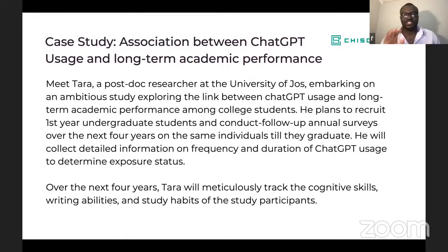And so let's see how we can design the study. That's what we're trying to achieve now. Now that we know what we're trying to achieve, we know that this is a longitudinal study. We want to collect information from individuals annually. So the question is, how do we then design the study on the Chisquares platform? That's what we're going to do hands-on now.